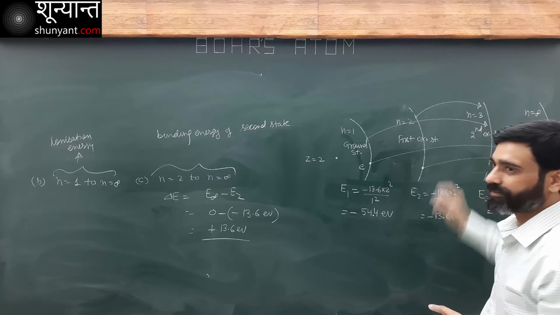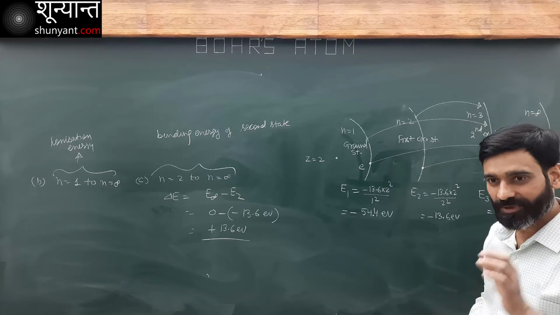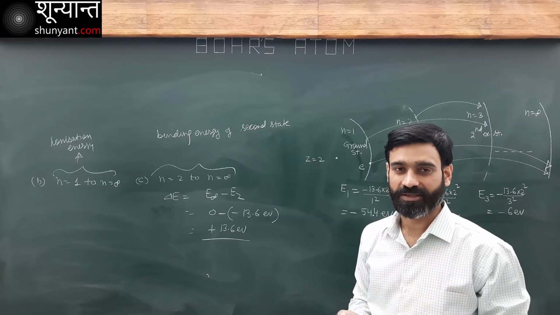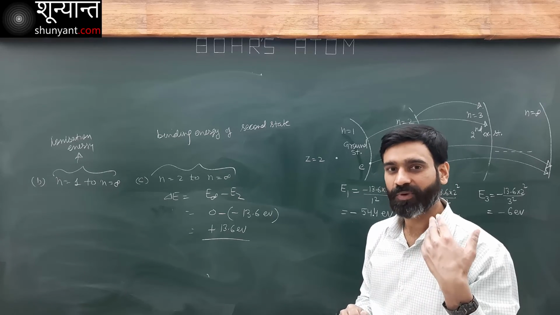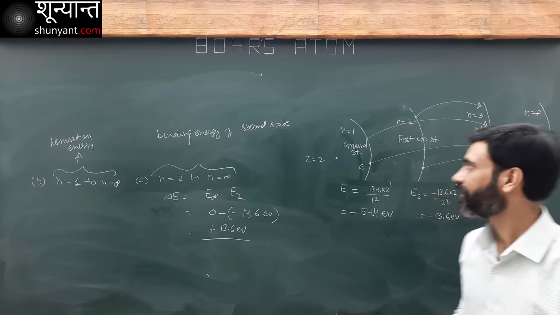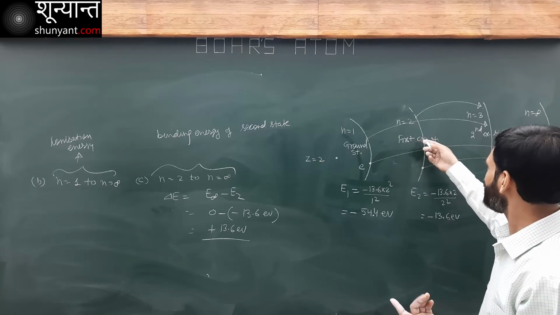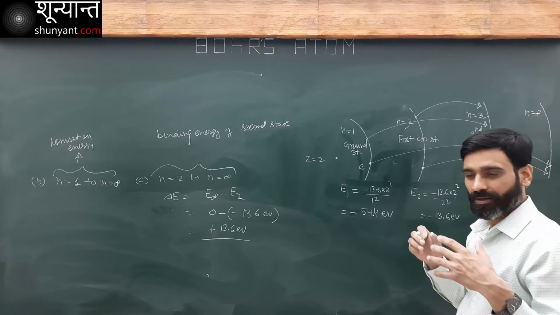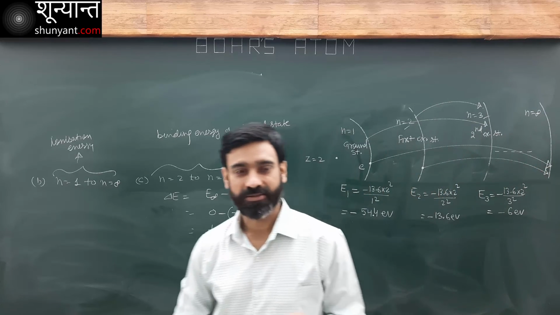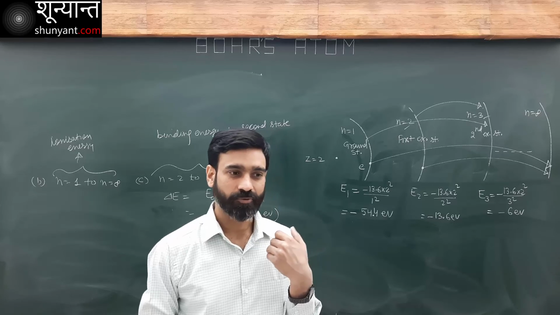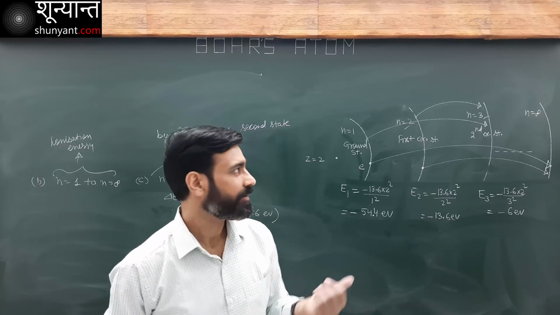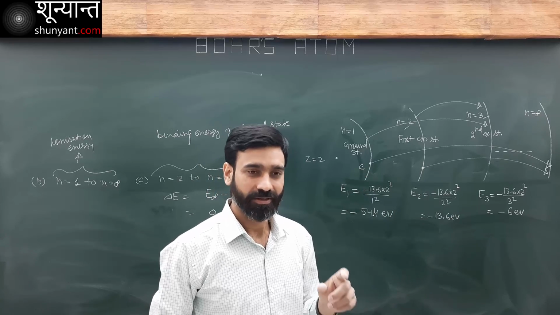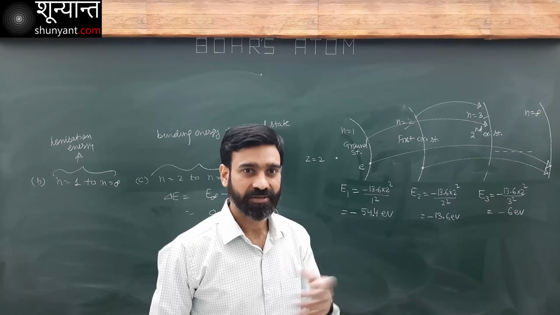From this to this, I need some energy, but that energy is not called excitation energy. It has no name as such. I will simply ask you to find the energy required to move an electron from the first excited state to the second excited state, or from the second state to the third state. There is no name for that. It's a general term, so I will simply ask you to find the energy. How much energy is required to move an electron from second to third state, from second to fourth state, and all that. No special term is defined for that.